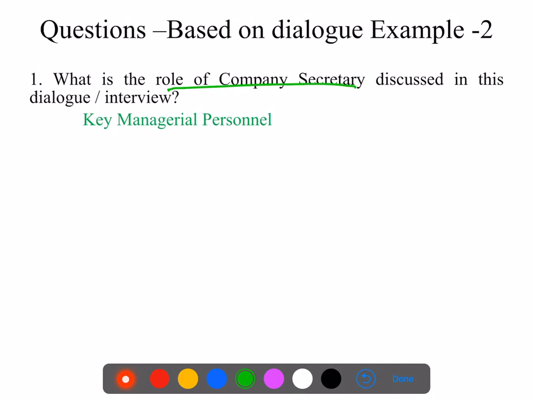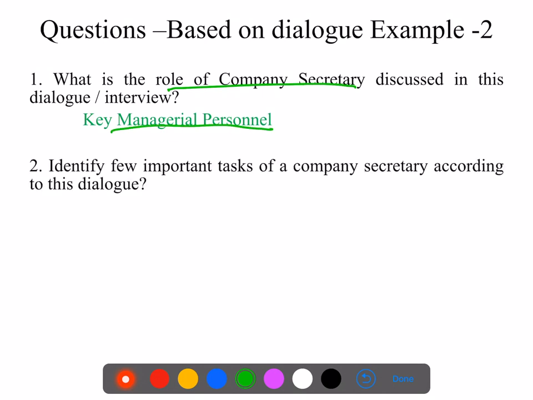The role of the company secretary. Yeah. Next. Identify a few important tasks of a company secretary according to this dialogue. The answer would be slightly lengthy. The first exercise was very simple. The second exercise is not so. The first question's answer is very simple. The second question's answer is slightly longer.